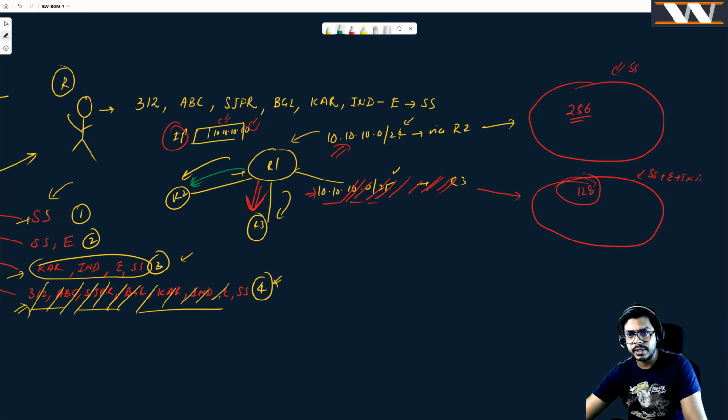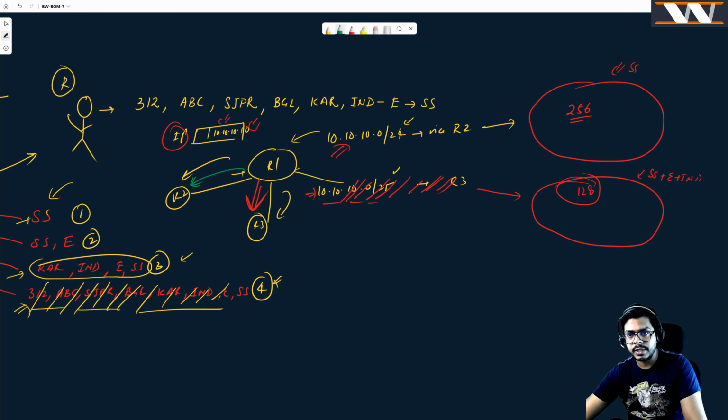What you are doing here is just changing the network bits. Previously 24 was the network bits, which means the hosts were only 256. If you make it 25, the hosts will become 128. If you make it 26, the hosts will become 64. If you make it 27, the hosts will become 32. If you make it 28, the hosts will become only 16. Similarly, if you change the network bits to 32, the host is only going to be 1.